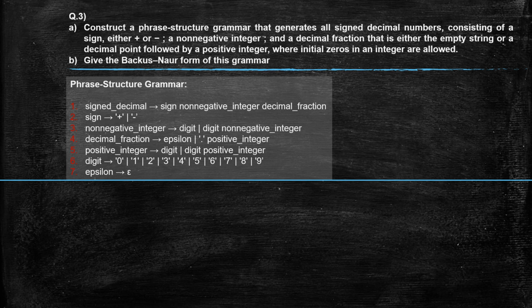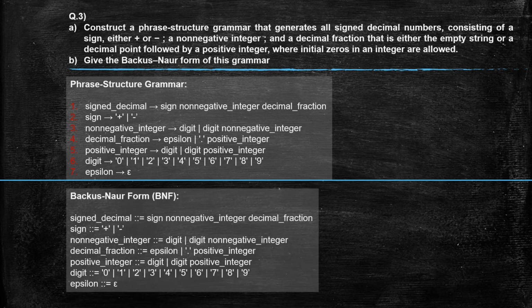Part A. Phrase structure grammar. Sign decimal is sign, non-negative integer, decimal fraction. Sign is plus or minus. Non-negative integer is a digit or digit non-negative integer. Fourth one is decimal fraction, which is epsilon or decimal point positive integer. Positive integer can be digit or digit positive integer. Digits are 0, 1, 2, 3, 4, 5, 6, 7, 8 and 9. The epsilon.